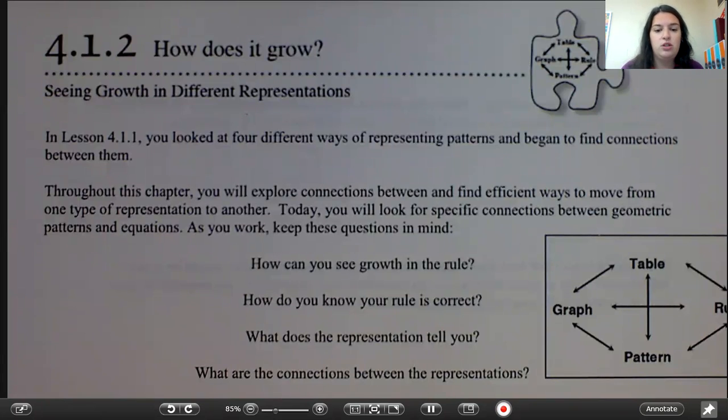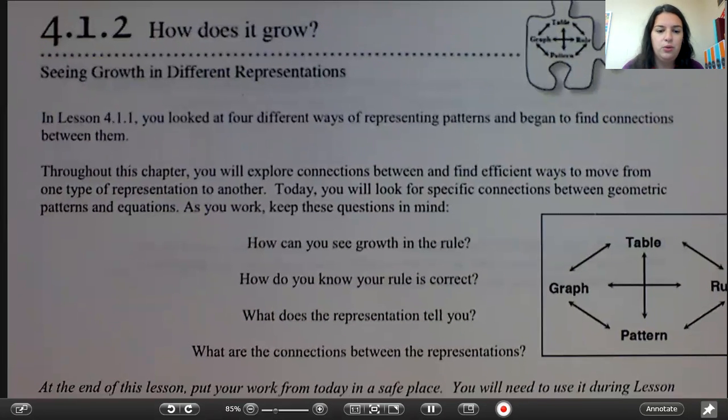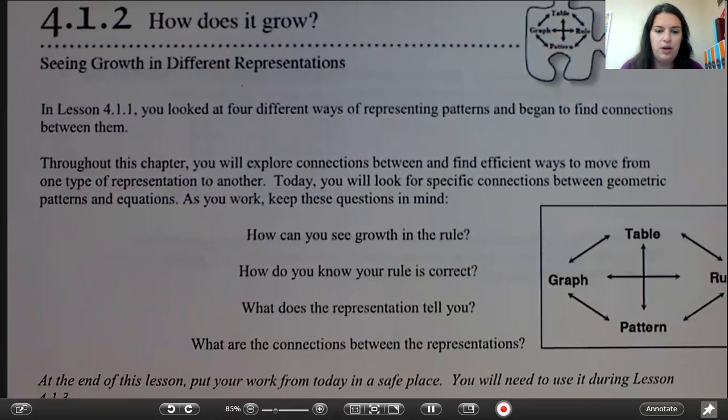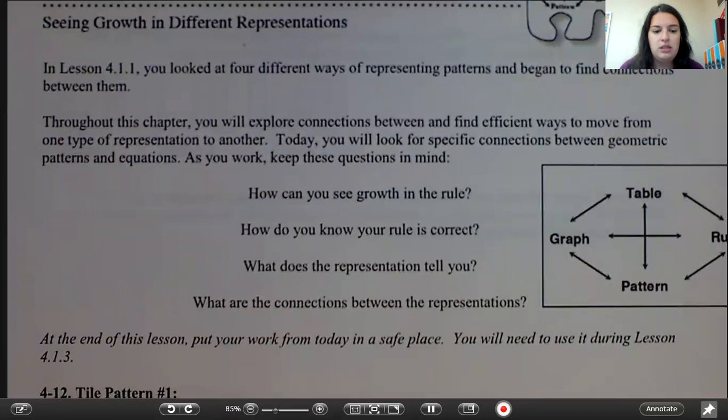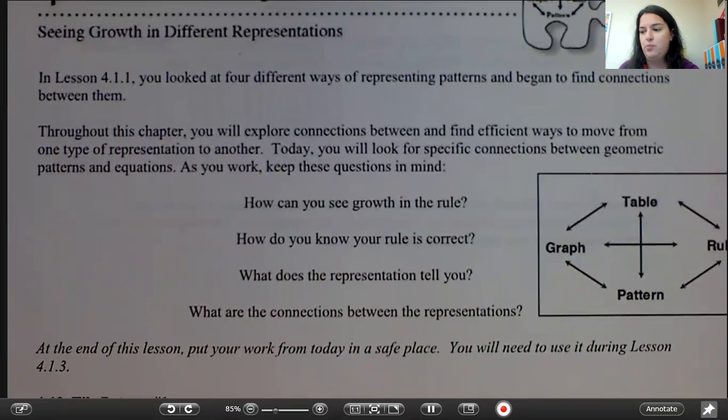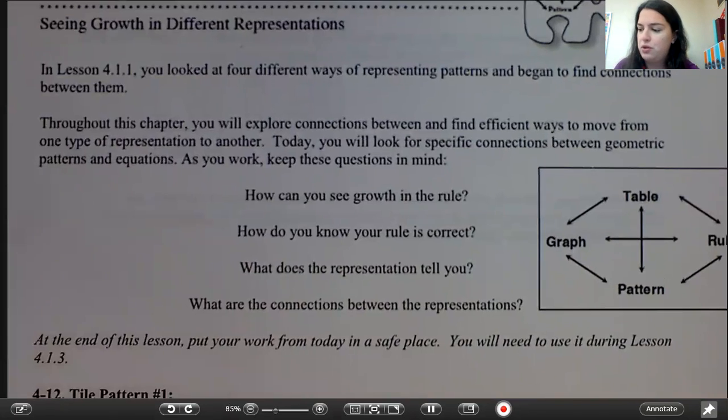As you work, keep these questions in mind. How can you see growth in the rule? How do you know your rule is correct? How does the representation tell you? What are the connections between the representations? At the end of this lesson, put your work from today in a safe place. You will need it to use it during lesson 4.1.3. So that's very important that you put this work in a safe place, which is in your binder. So we're going to start with question 4.1.3.